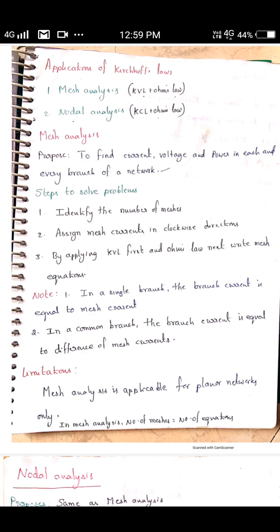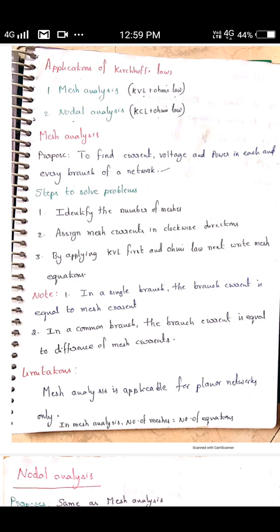Now, how to apply mesh analysis? What are the instructions we have to follow? There are universal steps to solve any network or any problem by using mesh analysis. Step 1, identify the number of meshes. What is a mesh here? Mesh means a loop which doesn't contain any other loops within it. So we have to identify the number of meshes.